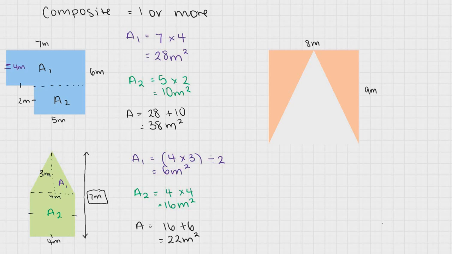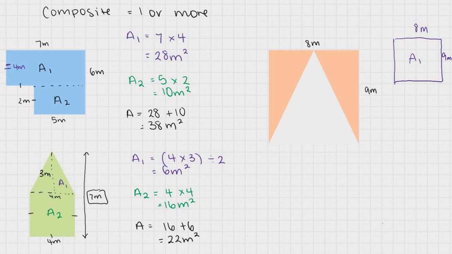Now for the next one, you can pause it or you can work through it with me. That is fine. For this one here, this one's a bit different because I see this as a rectangle that's had a triangle kind of cut out of it. So that's how I'm going to treat it. I've got this rectangle here, which is going to be my A1, which is 8 meters by 9 meters. Okay, that's how I'm viewing it. You can do this differently if you'd like.